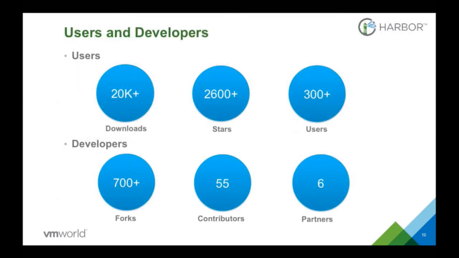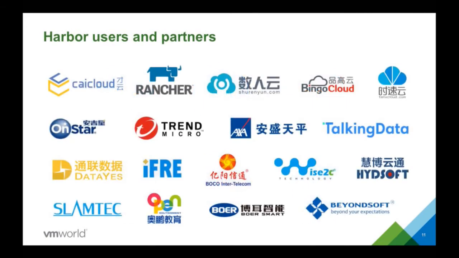Here is the adoption of Project Harbor worldwide. It is by far one of the most popular open source projects of VMware, with 2,600 plus stars on GitHub and hundreds of users worldwide, and more than 700 forks, which means that developers are forking it and using the code for their image management. Here is a list of Harbor users and partners worldwide, like Rancher and OnStar here in the United States, who are using Harbor to manage their container images.